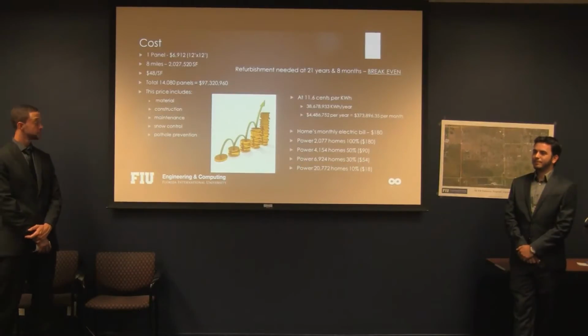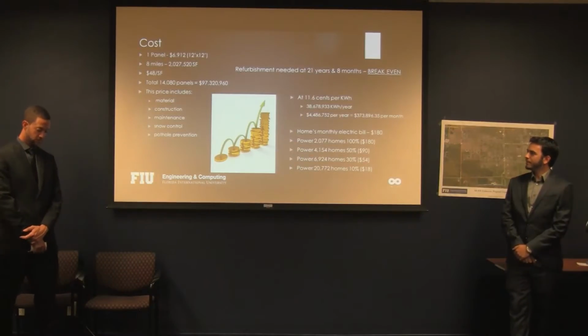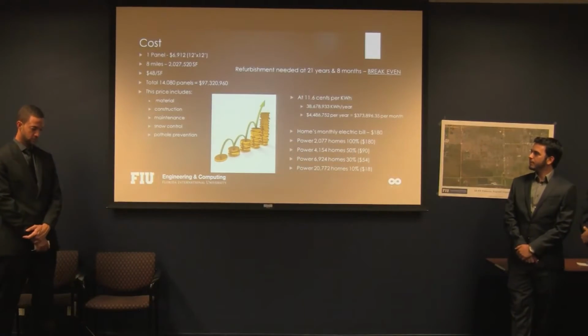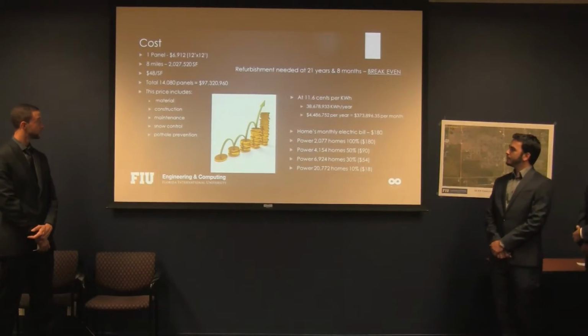Next slide, please. So you might be thinking, well, this could be a little bit expensive. All right, so for one panel, it's $6,900, 12 by 12. And we have 8 miles, so that's about 2,000 square feet. Now, every square foot is $48. Our total would come out to be $97 million.